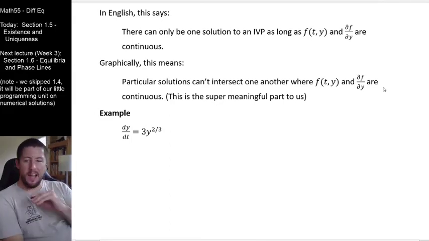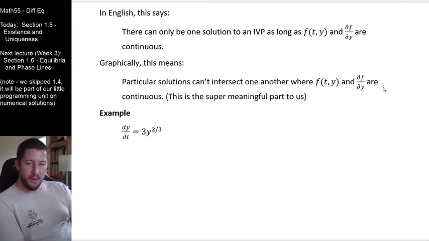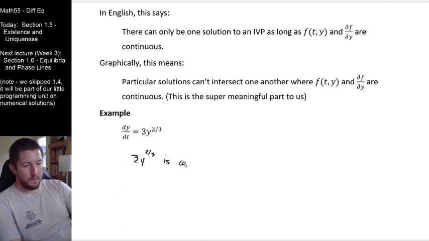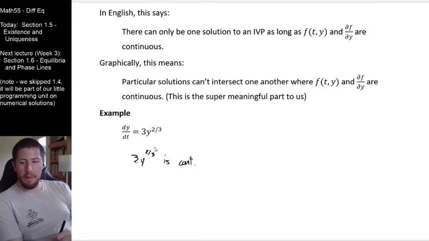So in this one, I intentionally stated nothing but a differential equation. We just want to talk about this. Since we just talked about existence and uniqueness, we want to know that f of t,y and the partial of f with respect to y are both continuous. So here I can see 3y to the 2/3 is continuous. That's a continuous function because 0 to the 2/3 is still going to be 0. We can do negatives because that's an odd fractional power, not an even fractional power. So this is continuous over the real numbers.